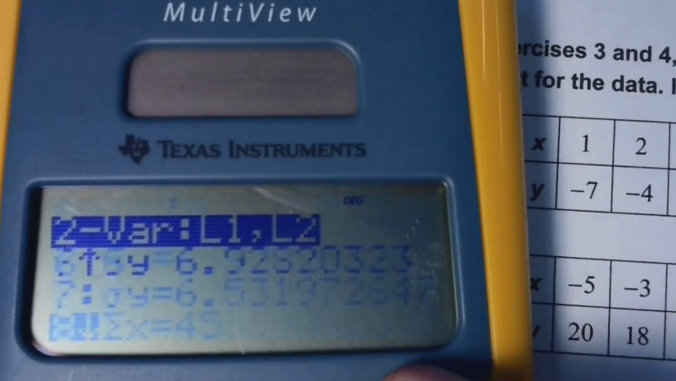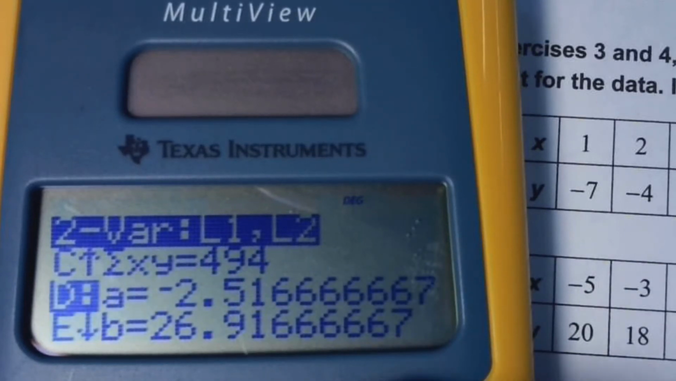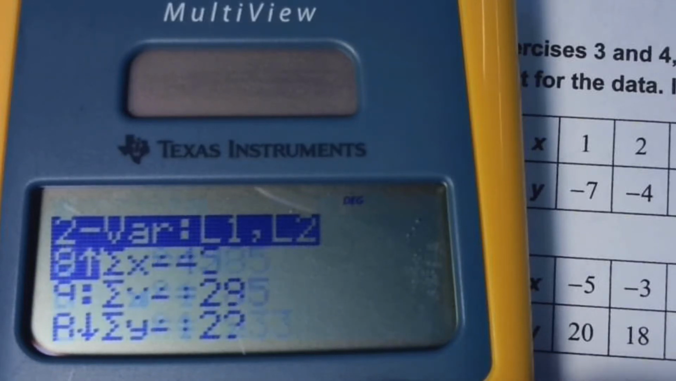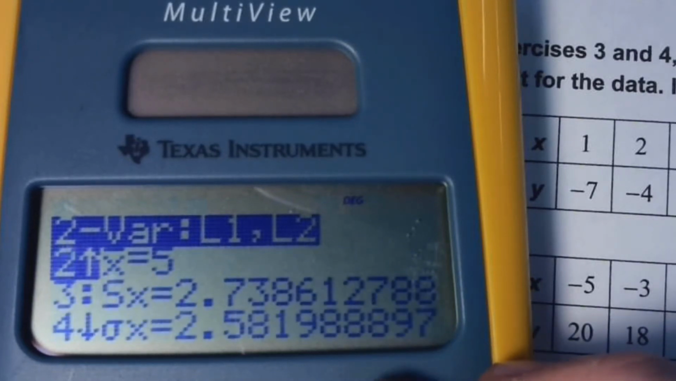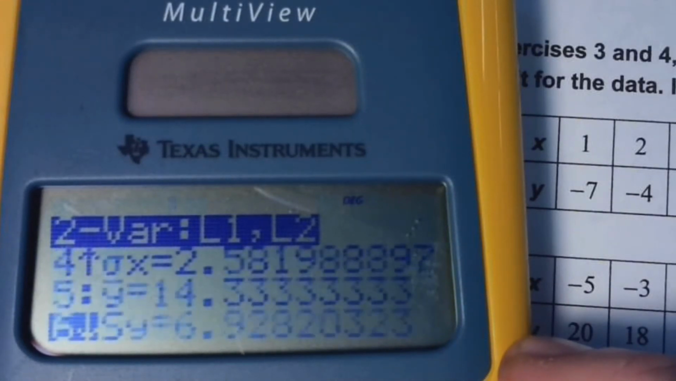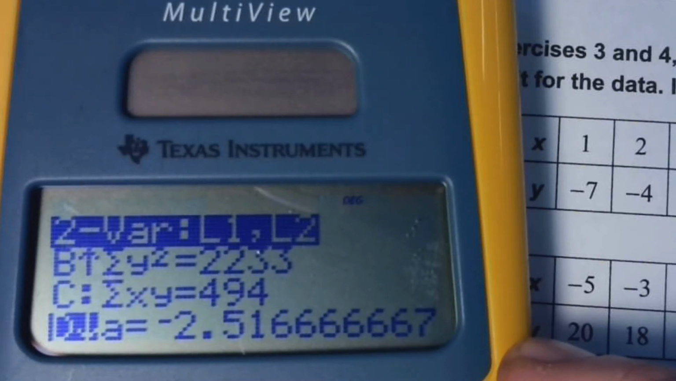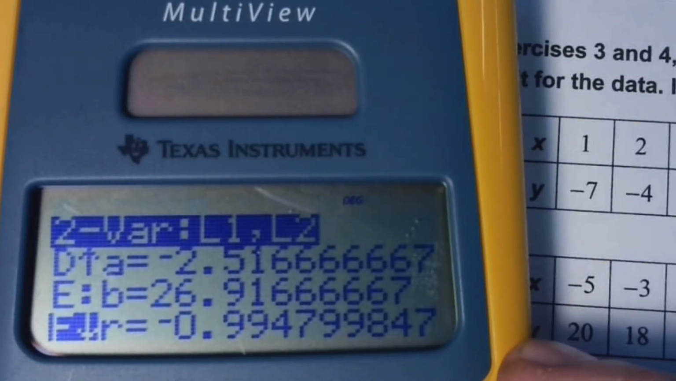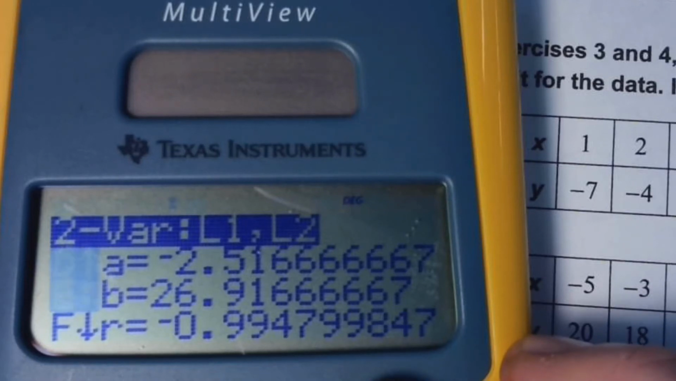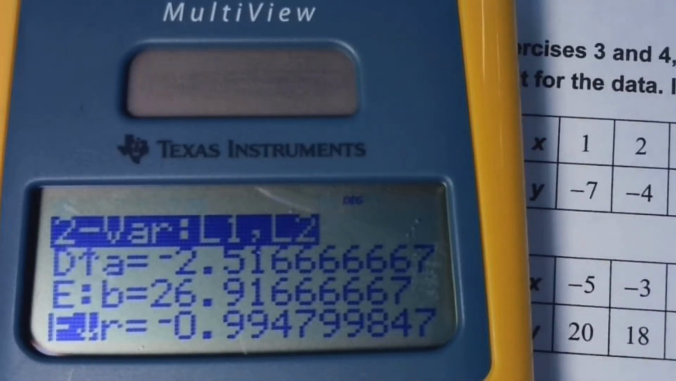So we're going to scroll all the way down because these are all important for some things. On the side it has numbers, like that's number 1, number 2. We're going to go all the way down past 9, A, B, C, D, and we're going to go right here. This is where we need to be. These 3 things, the D, E, F on your calculator. Okay, I'm going to write it down.